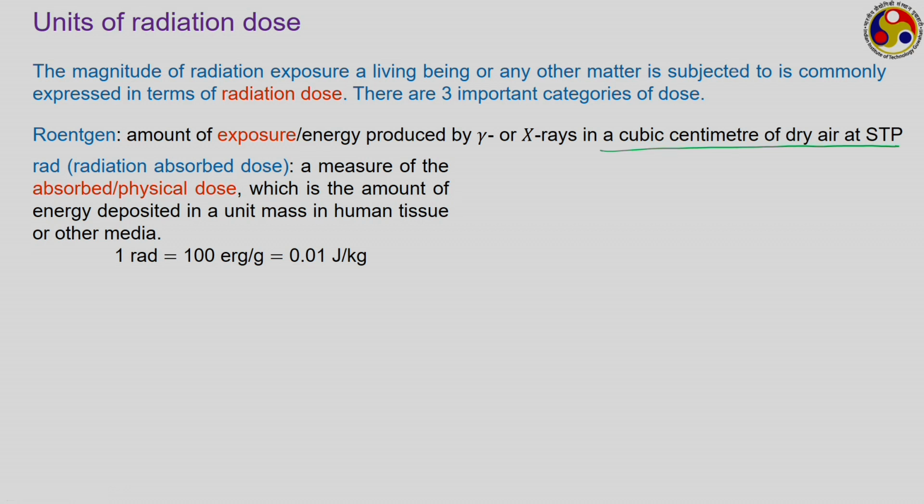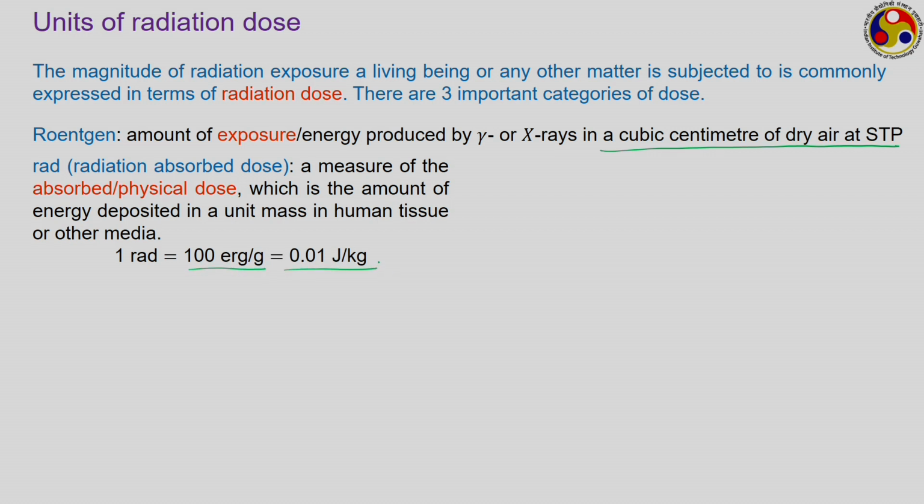Second is RAD or radiation absorbed dose. RAD is the short form, radiation absorbed dose. It is a measure of the absorbed dose, which is the amount of energy deposited in a unit mass of human tissue or other media. So, 1 rad corresponds to 100 erg per gram or 0.01 joule per kg.